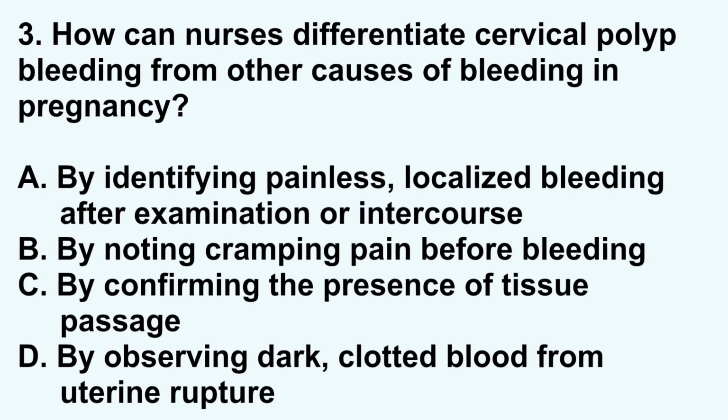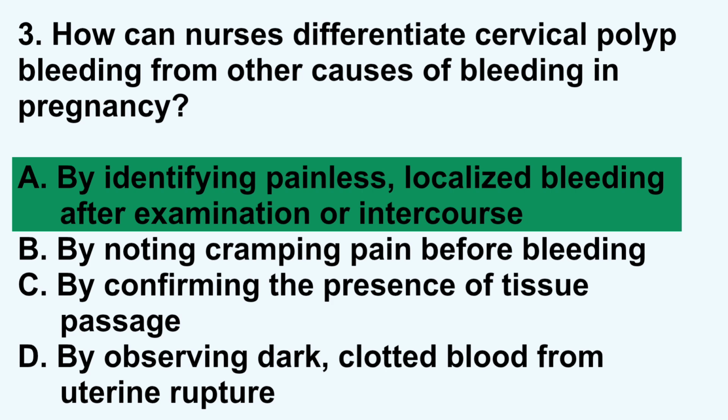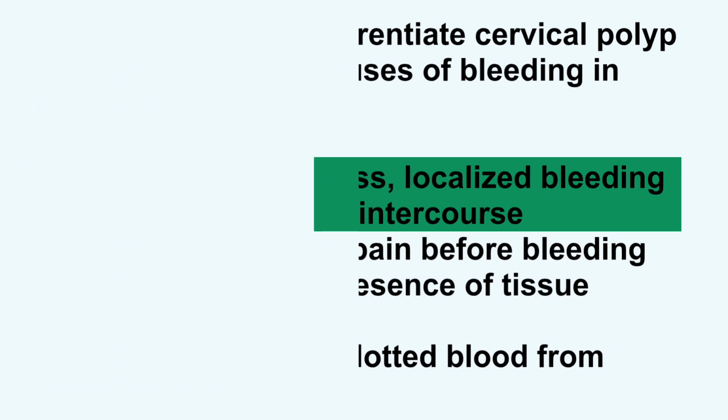How can nurses differentiate cervical polyp bleeding from other causes of bleeding in pregnancy? A. By identifying painless, localized bleeding after examination or intercourse. B. By noting cramping pain before bleeding. C. By confirming the presence of tissue passage. D. By observing dark, clotted blood from uterine rupture. Correct answer, A. By identifying painless, localized bleeding after examination or intercourse.